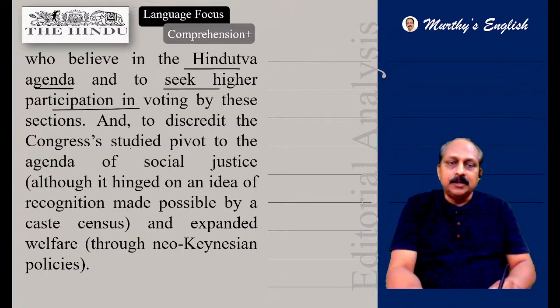And to discredit the Congress's studied pivot to the agenda of social justice, although it hinged on an idea of recognition made possible by a caste census. Here it talks about attacking the Congress based on the agenda of social justice and expanded welfare through neo-Keynesian policies. Keynesian policies is a concept that goes with economy, macroeconomics. That means the amount spent by the government makes an impact on development, employment, and also inflation. It touches all these dimensions.